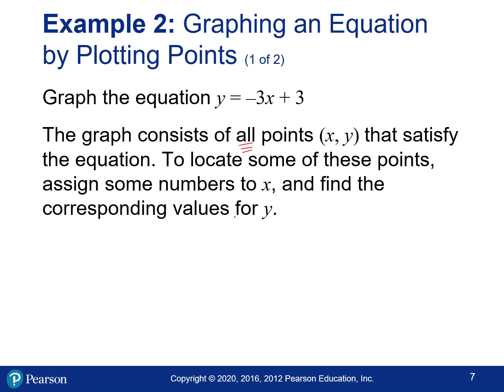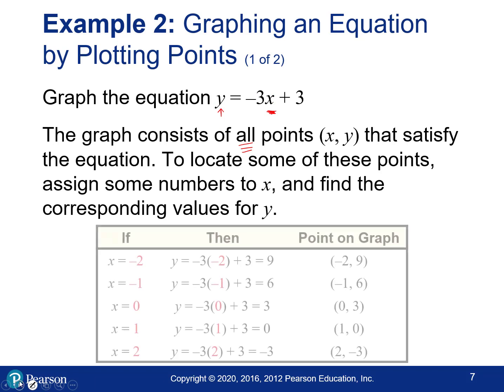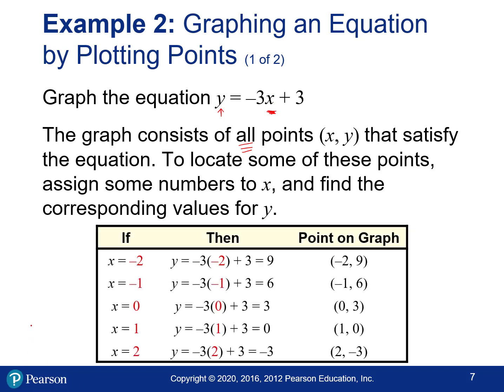In another example that we're going to do later, we're going to plug in for y and solve for x. But this one, it's easier to plug in for x because notice y is explicitly solved for, it's by itself. So in that case, we just find numbers for x, plug them in here, and then solve for y. Okay, so we can pick any numbers we want. It's usually good to pick some positive and some negative numbers, and then 0 as well.